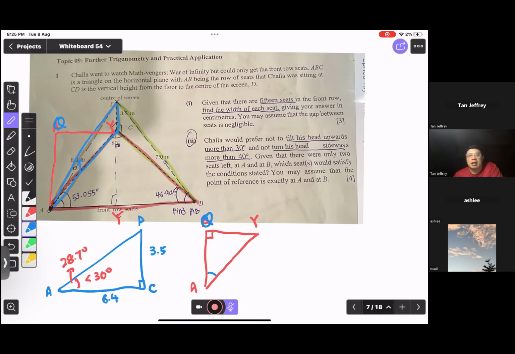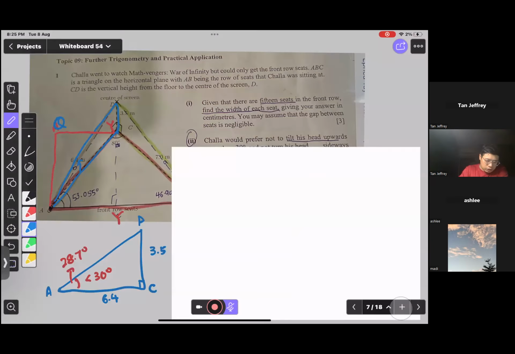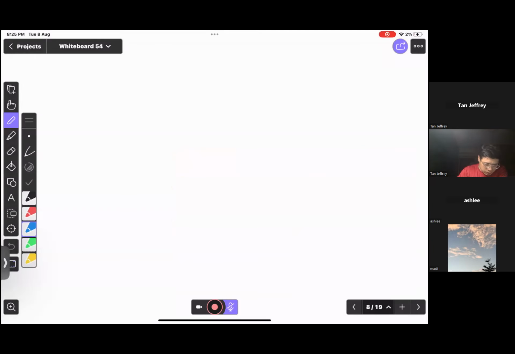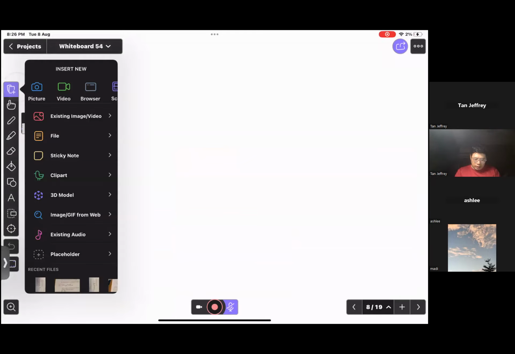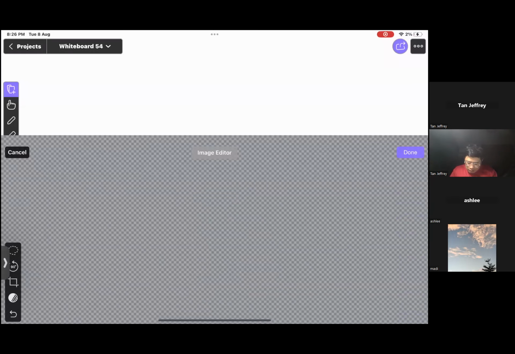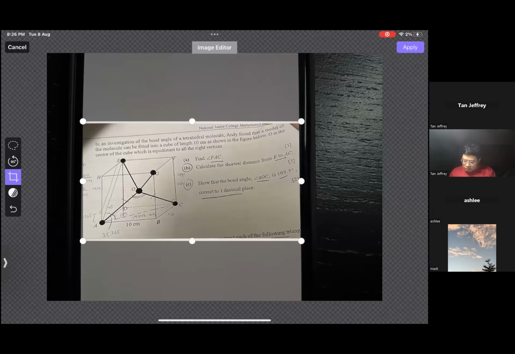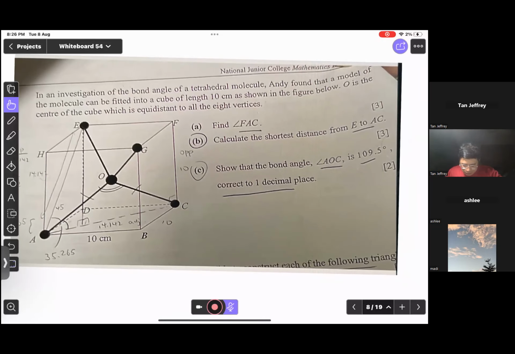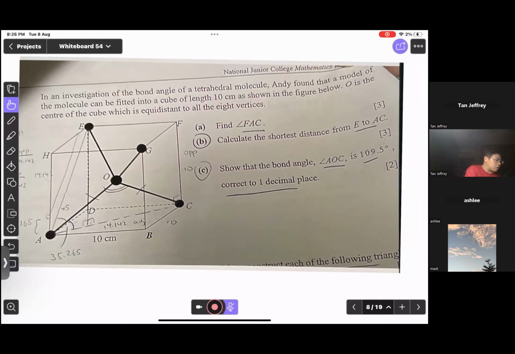Okay, so next question. What's your next question? Can you do 3B? 3B is Topic 9. Wow. This one looks so scary. It looks like chemistry. Very lousy. Okay, so this is topic 9, question 3B.